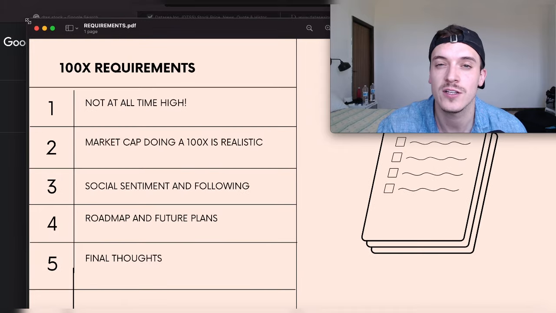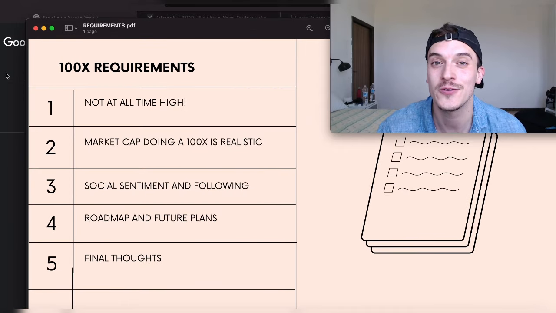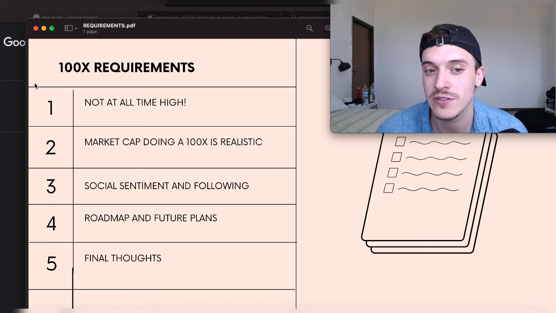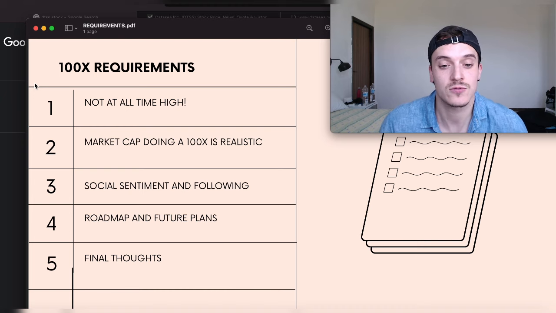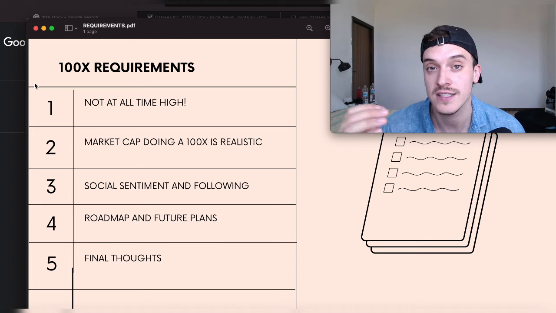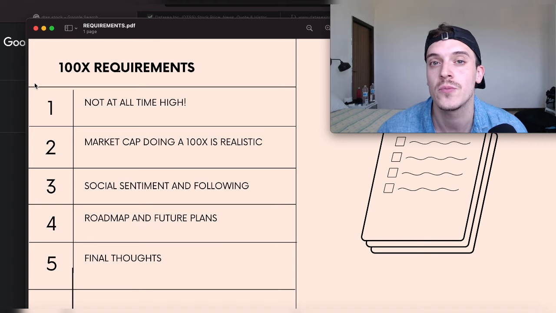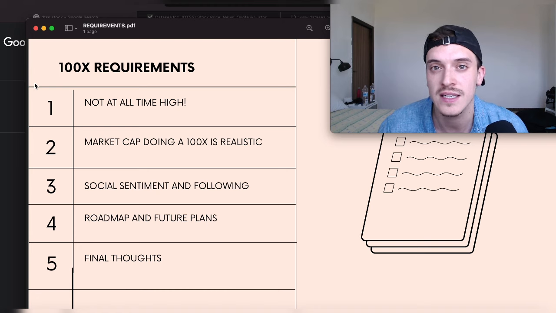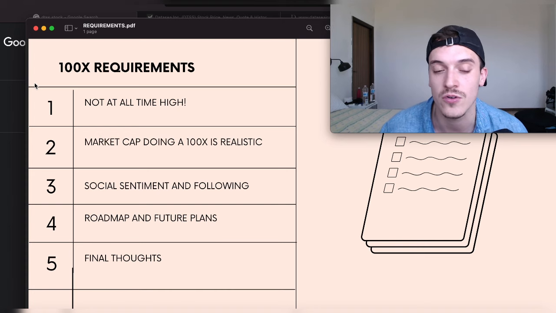Once again, 100x requirements. For all the new guys here that haven't seen this kind of format, I'm going to explain it really quick. So here we have a list. We made a list already 2 years ago about some key requirements that we have seen, that when a company has those key requirements, they usually perform very well in the next coming weeks, months, and years. So here the requirements are: number one, to not be at all-time high; number two, market cap doing 100x being realistic; number three, social sentiment, following, what are the people thinking and talking about the company; number four, roadmap, future plans; and number five, conclusion, final thoughts.